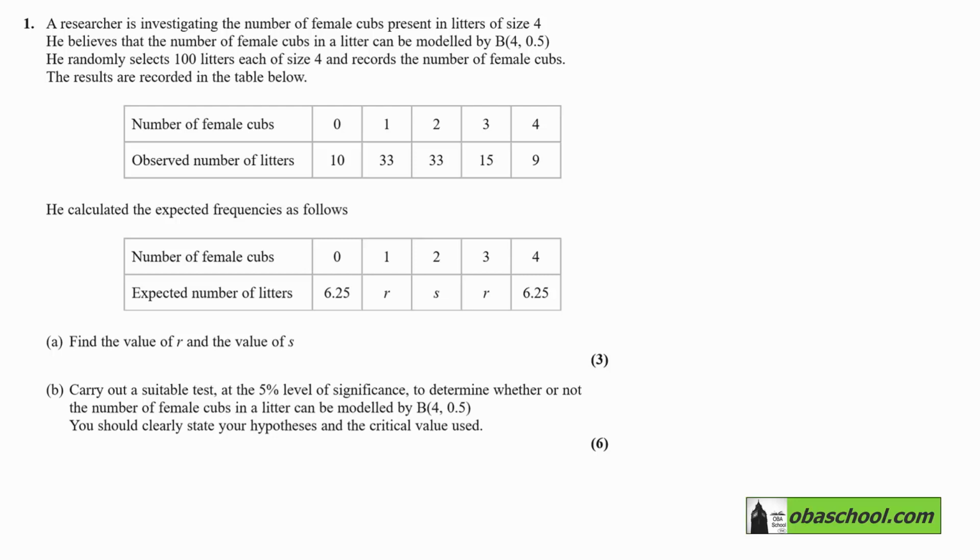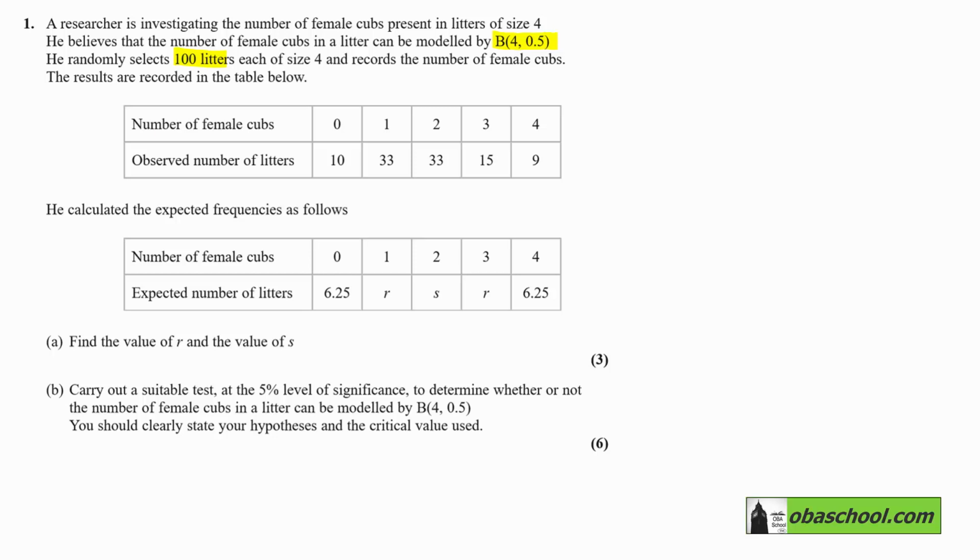A researcher is investigating the number of female cubs present in litters of size 4. He believes that the number of female cubs in a litter can be modelled by a binomial distribution with 4 trials, that will be the 4 cubs, and a probability of 0.5, meaning an equal chance of boy and girl cubs. He randomly selects 100 litters, each of size 4, and records the number of female cubs. The results are recorded in the table below.